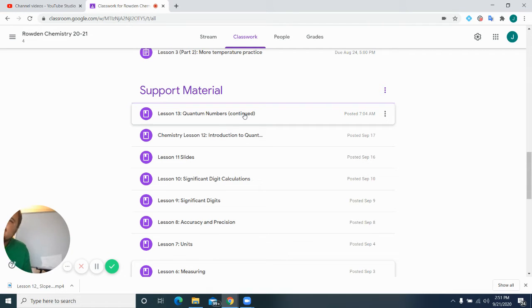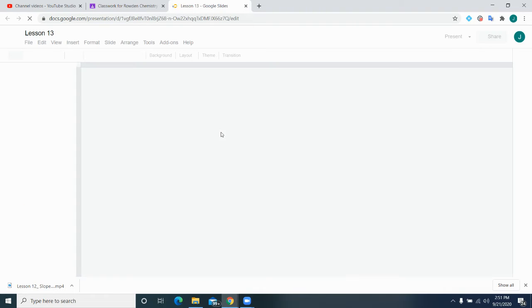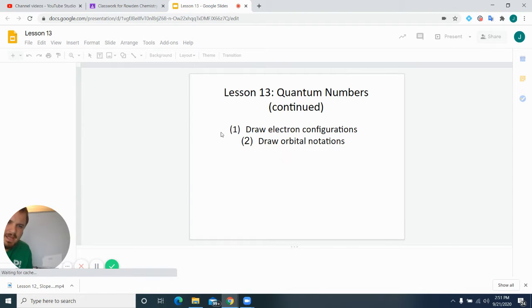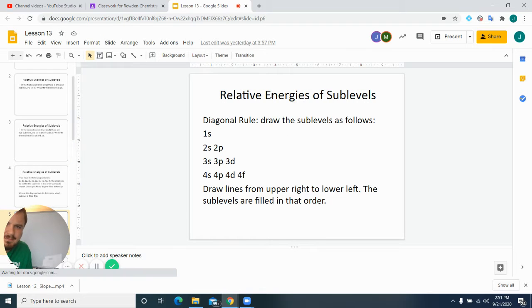Basically, I'm just trying to simplify things as much as possible. You're going to do the same thing as yesterday, where you submit a picture with 4 different questions, and it's the exact same 4 elements: titanium, aluminum, silicon, barium. This time, though, instead of drawing the electron configuration, you're going to do orbital notation. So the slides from yesterday are the same slides, and I'm just going to go to the bottom, the parts that I didn't cover last class.